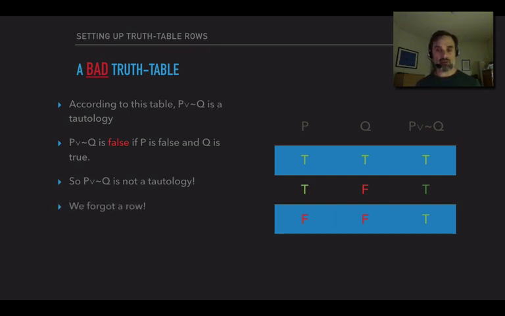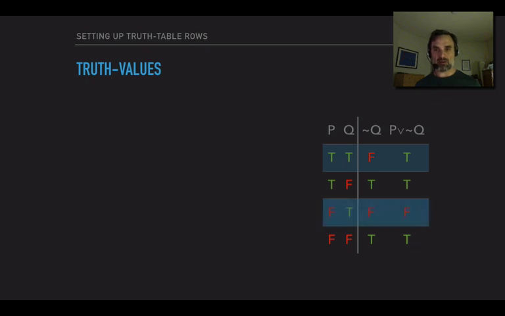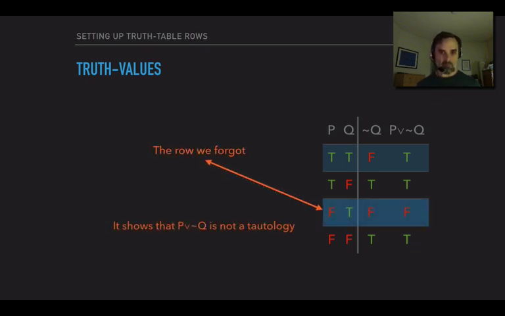And that means that P or not Q is not a tautology. But when we look at this truth table, we don't have a row on which P is false and Q is true. We forgot that row. So this truth table is incomplete, right? This row is the one that it's missing, and this row is the one that shows that P or not Q is not a tautology.